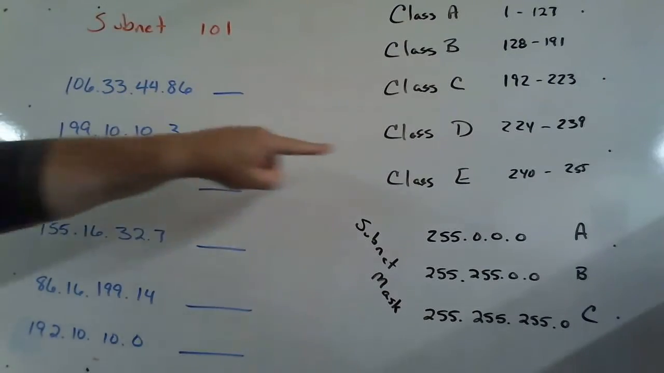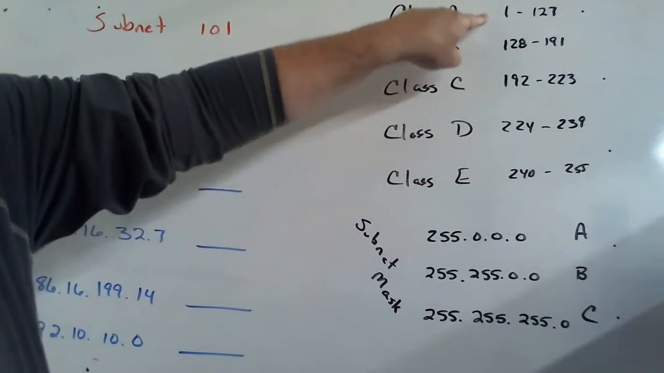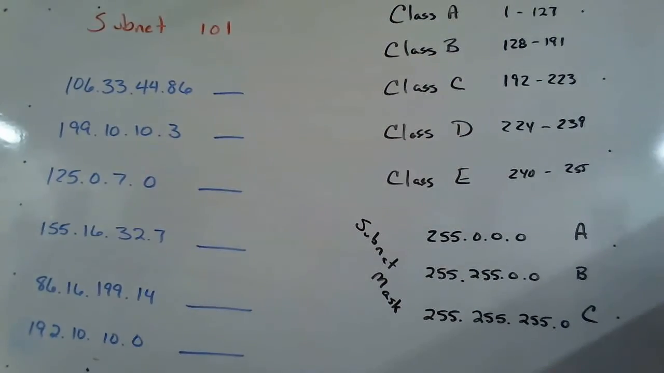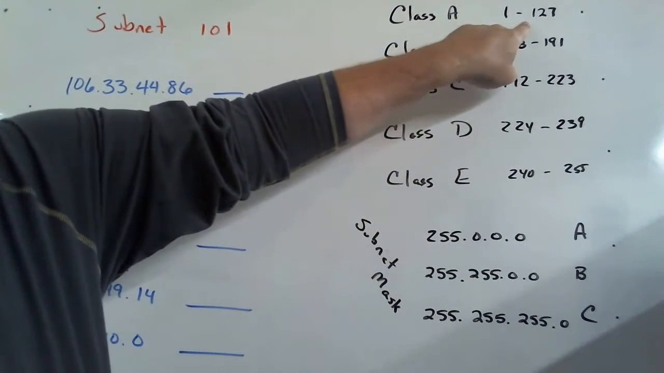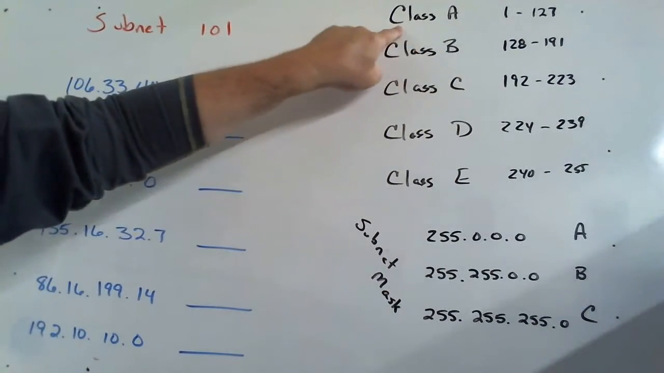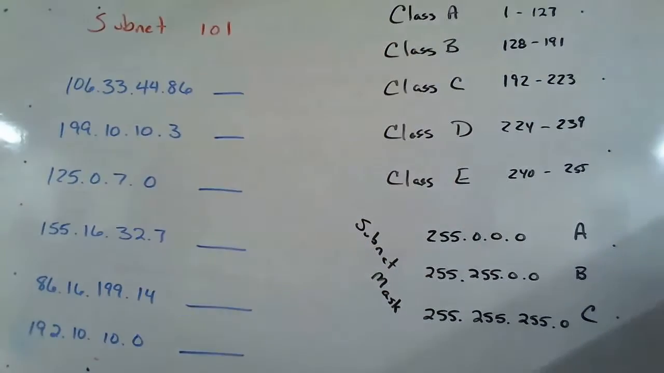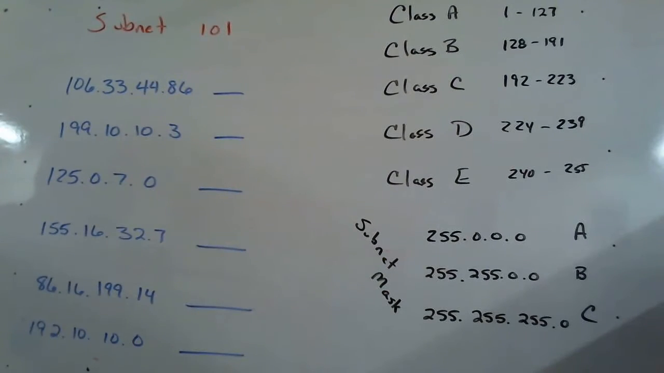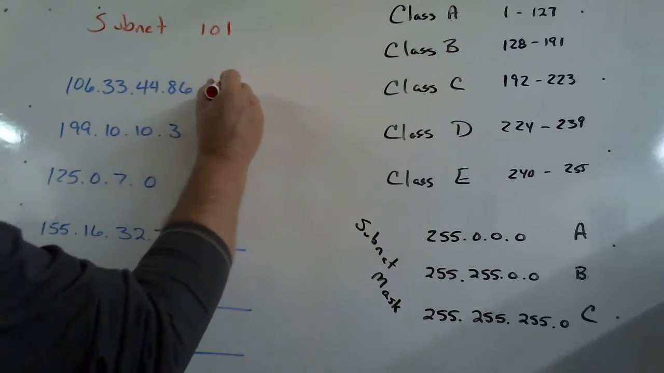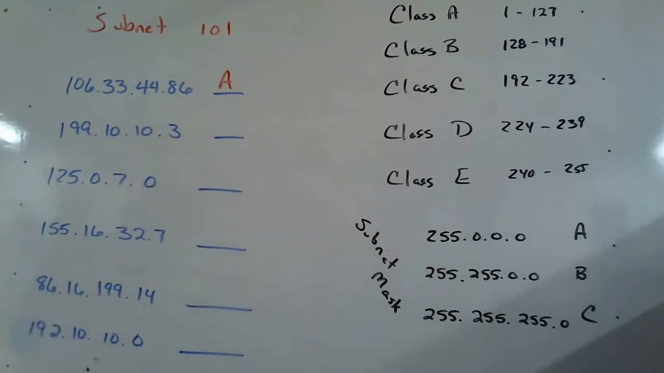All we have to determine is where does 106 fall within these ranges. And I think everybody can say, oh, 106, that's going to be between 1 and 127. So that happens to be a class A. So the little line beside or the little answer blank, all we're going to do is put the letter A. We're going to move to the second problem, and it begins with 199.